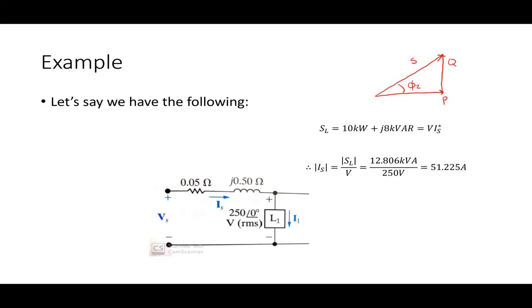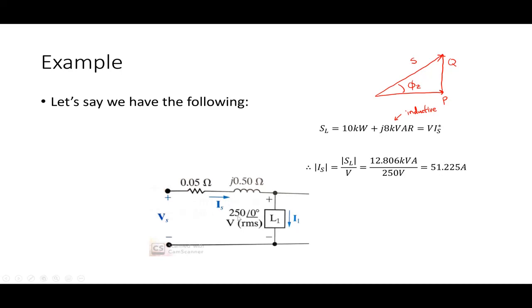All right, so I see that my phi here is pretty large. Now I know that this is an inductive load, and the reason I know this is inductive is because I have a positive Q. Now, because complex power is equal to V times I conjugate, I can do a quick check real quick to see how much current is flowing through this line.